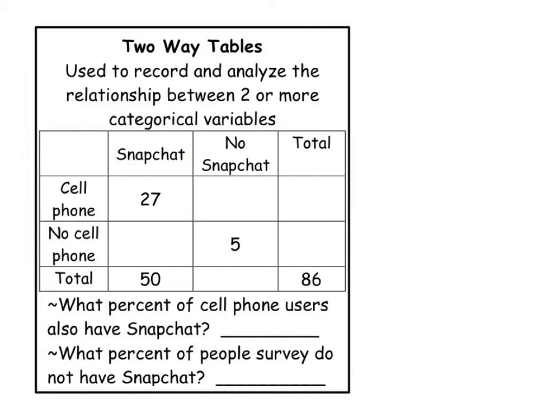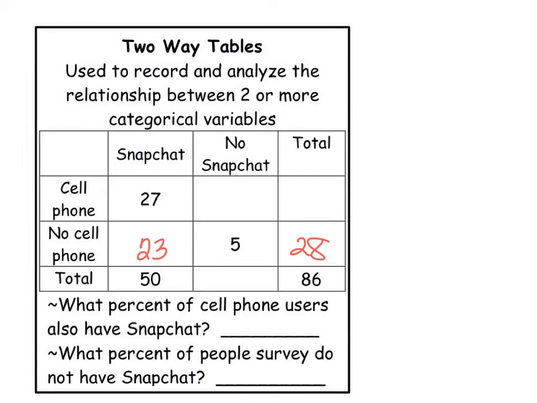So we're going to go ahead and finish filling in this table. If our Snapchat total is 50, and of those 50 people, 27 have a cell phone, how many people do not have a cell phone? So maybe they're using it on their iPad. That would be 23 people, because this column has to total 50. So no cell phone users who have Snapchat are 23, no Snapchat is 5, so the total cell phone users is 28.